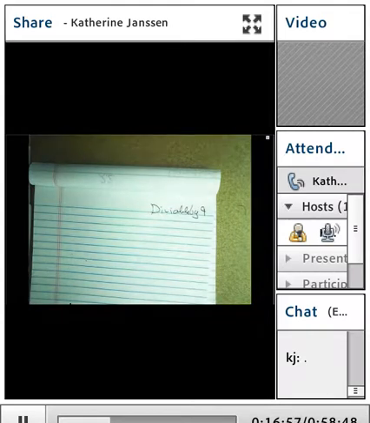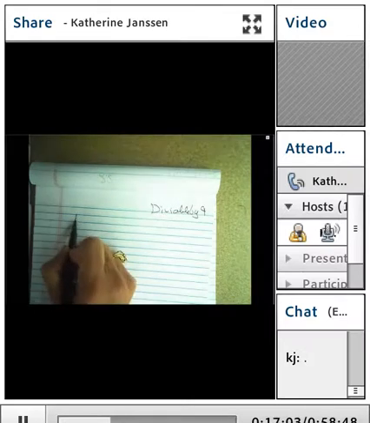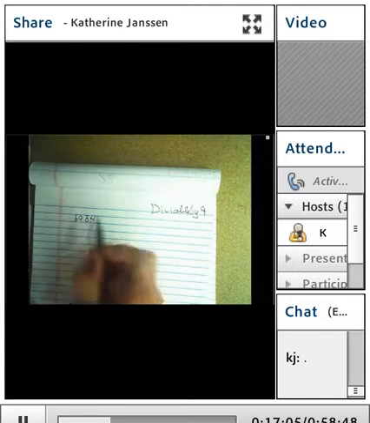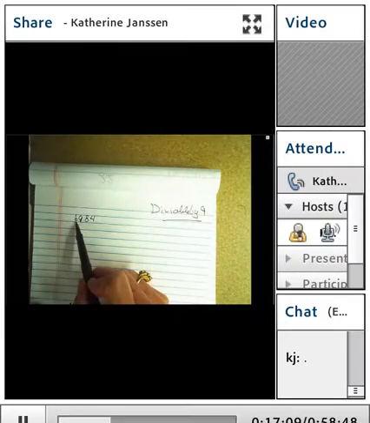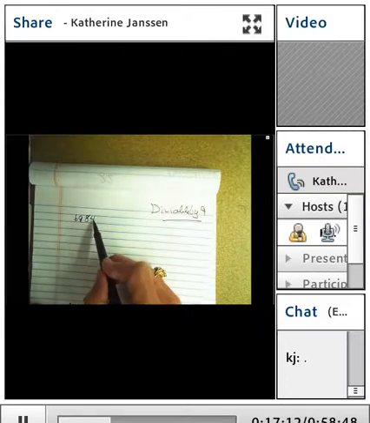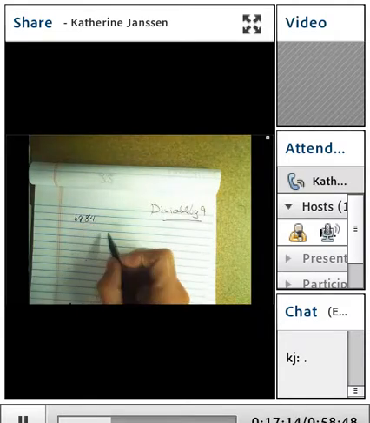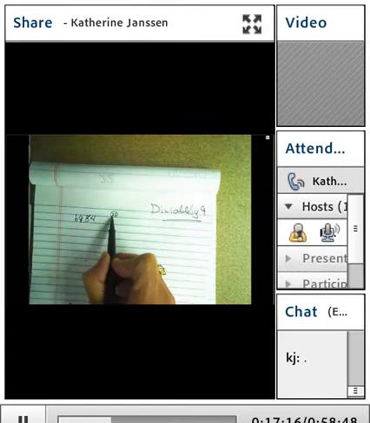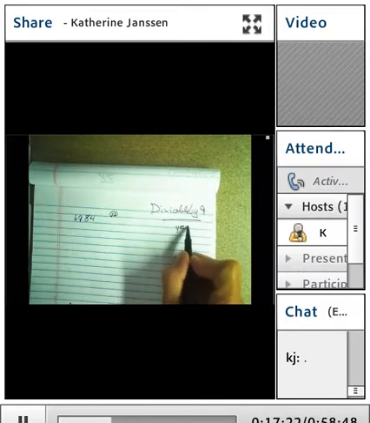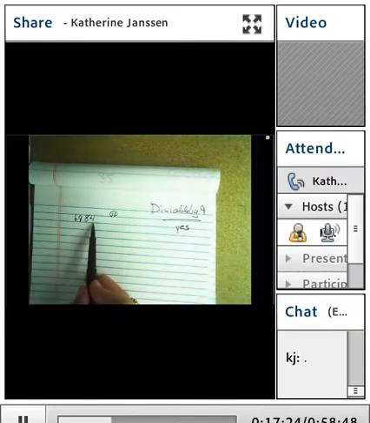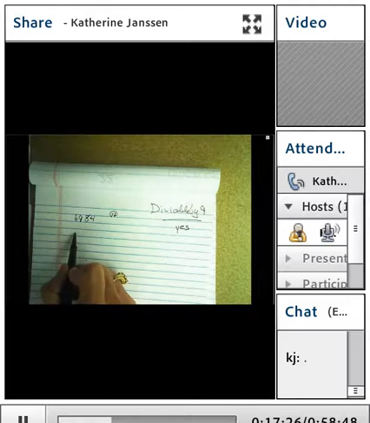Divisibility by 9. A number is divisible by 9 if the sum of its digits is divisible by 9. So 6,984: 6 plus 9 is 15, plus 8 is 23, plus 4 is 27. The sum of the digits is 27. 27 is divisible by 9. So yes, 6,984 is divisible by 9.